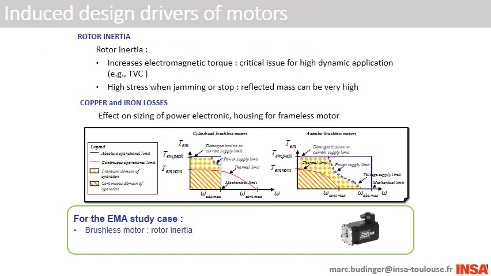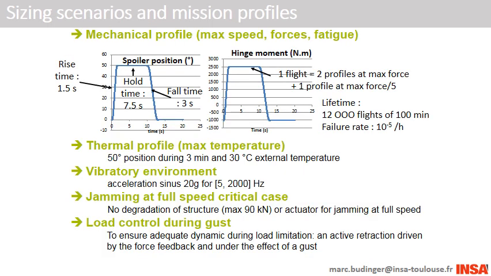Electrical motors have imperfections such as the energy stored in the rotor inertia. It's the effect of the inertia that we have previously discussed. Losses can also impact the power electronics choice. We have listed the different degradation risks for our application. We're going to list 5 of them here.